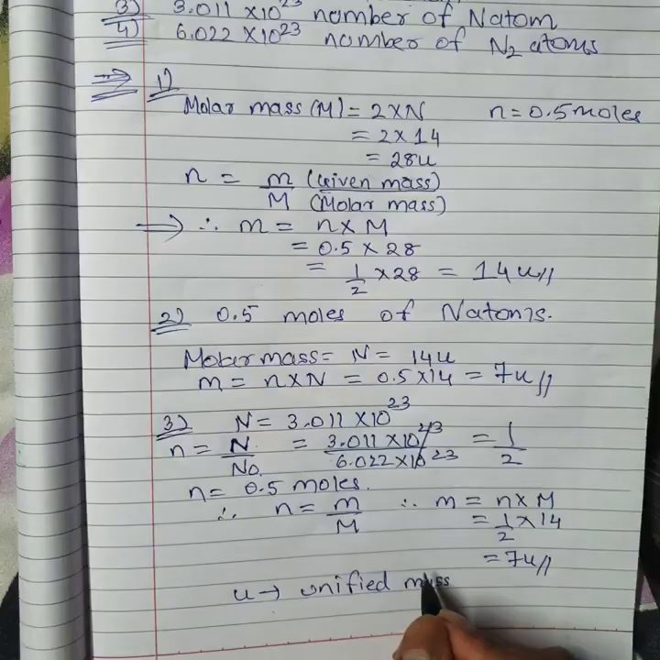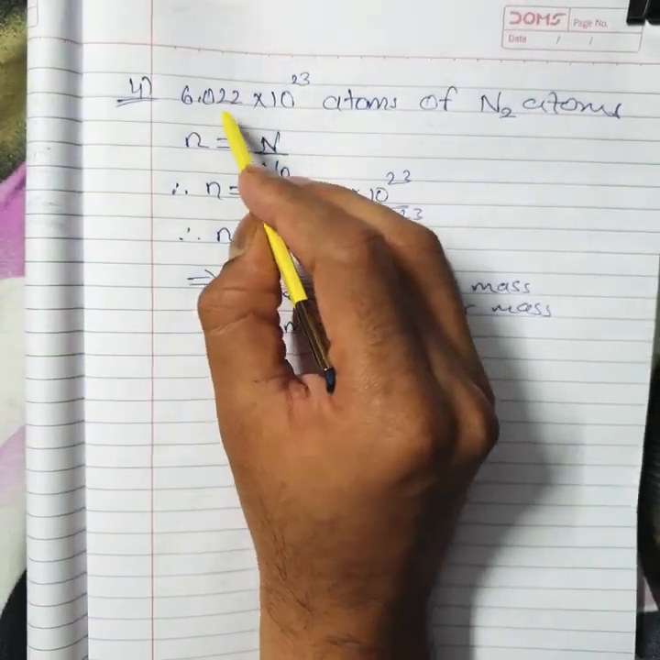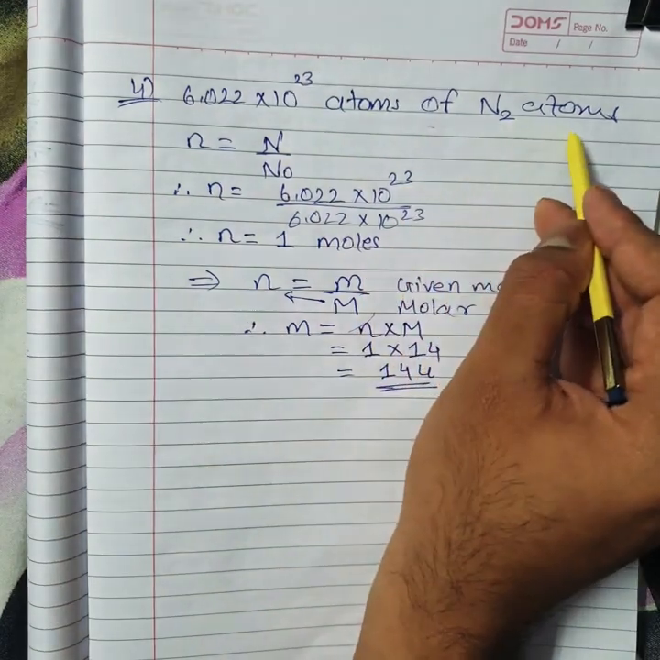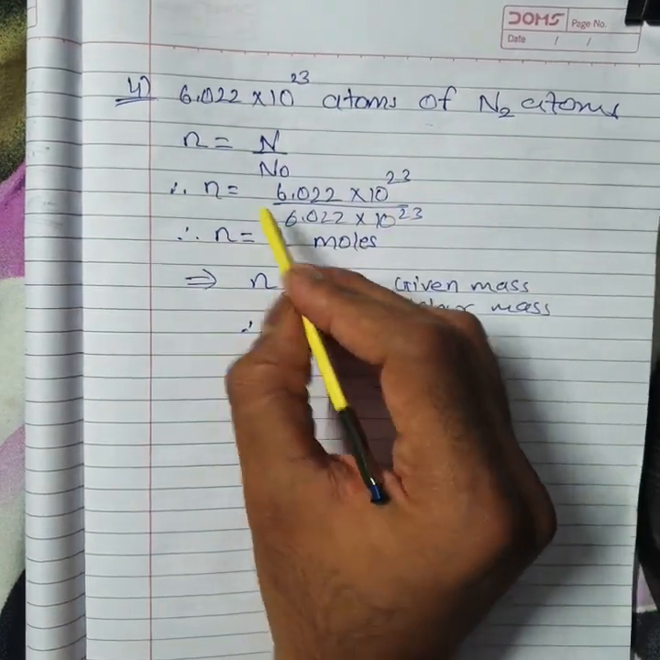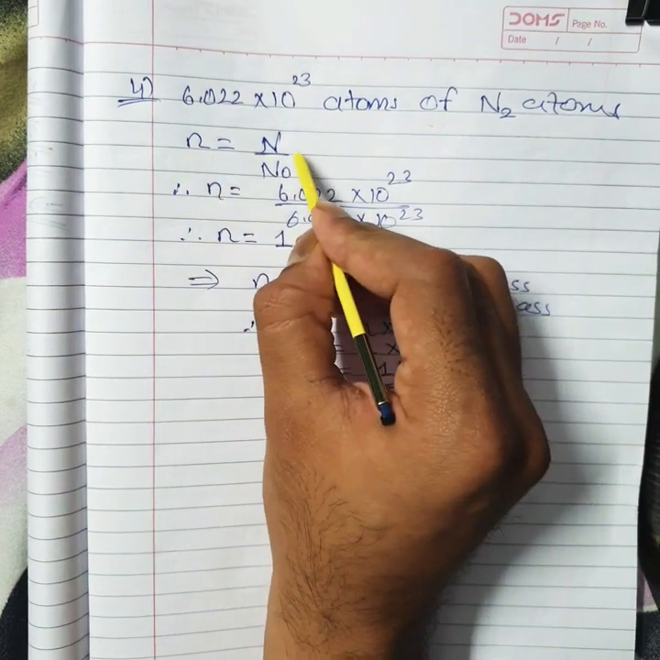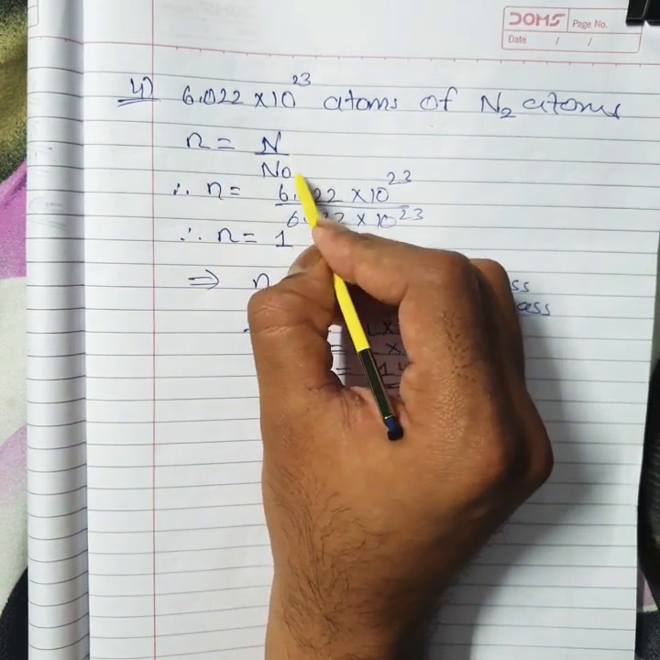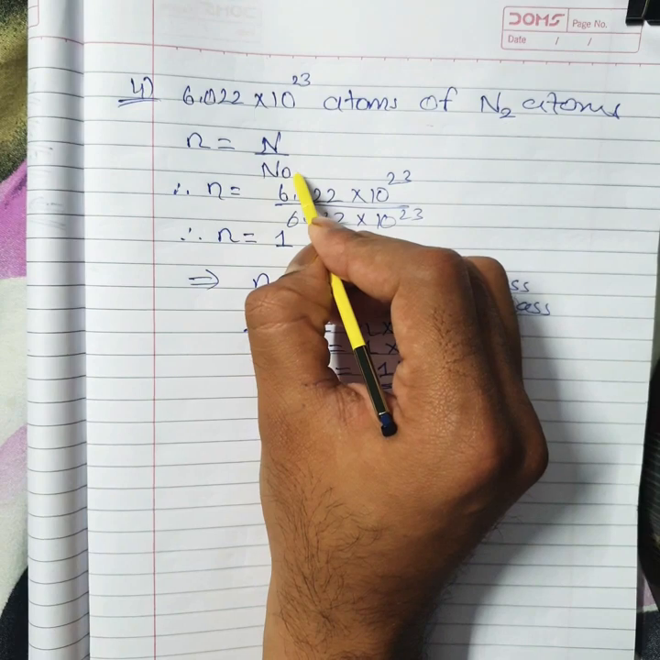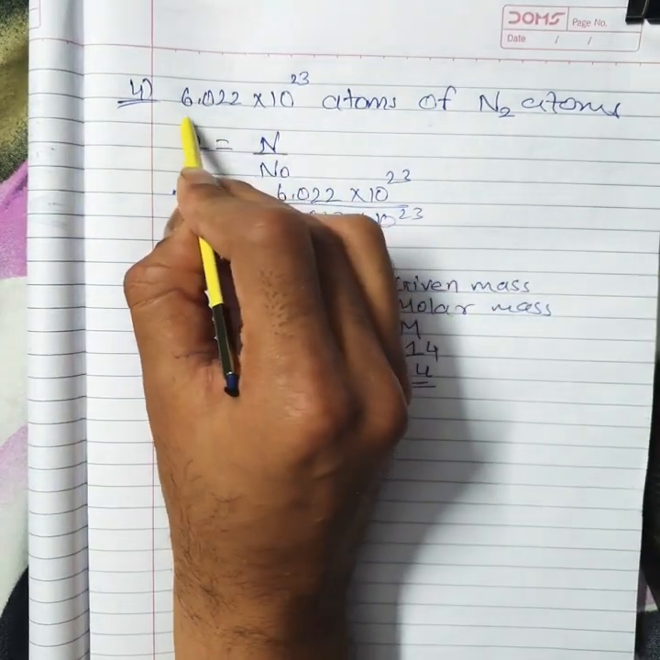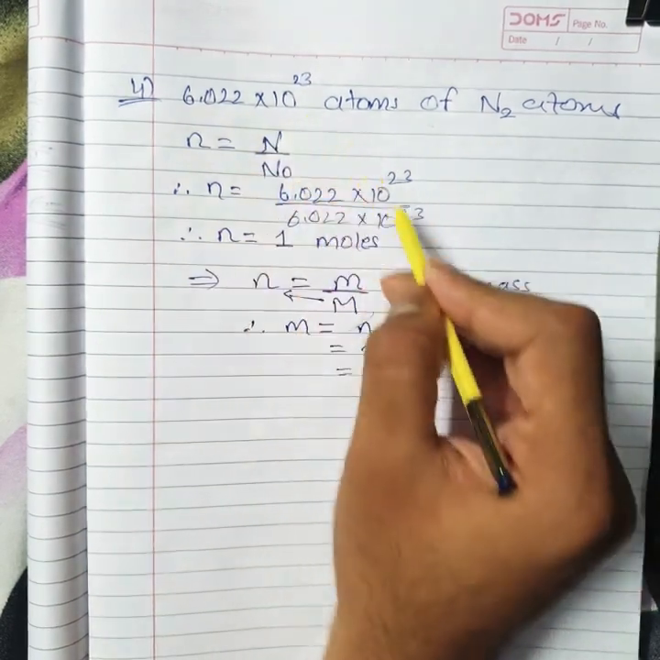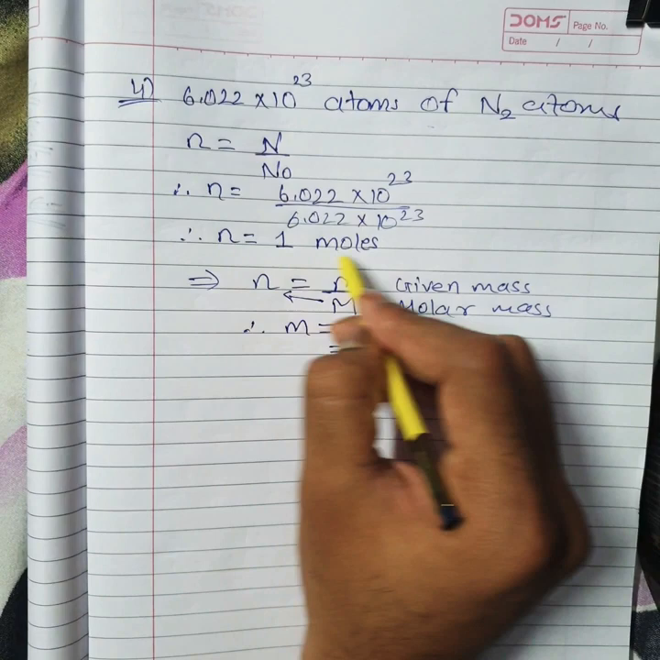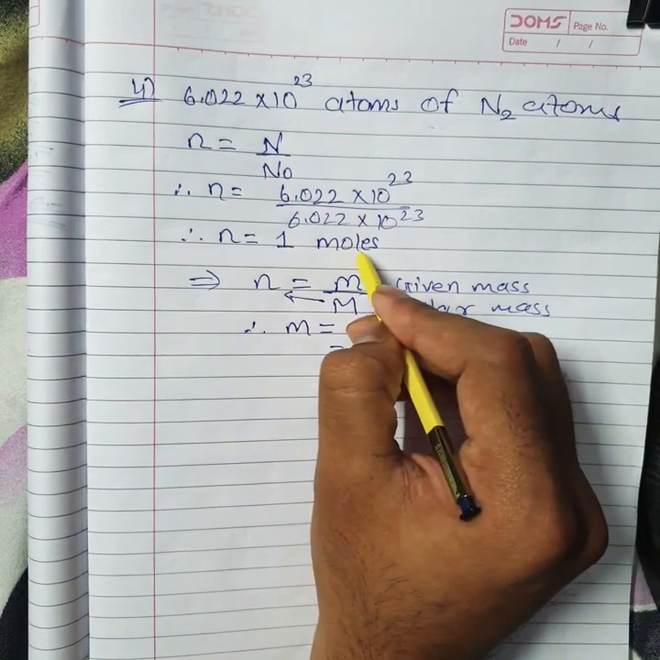Okay, so let's do it. If there are 6.022 into 10 raised to 23 nitrogen atoms, then what will be the given mass? First we will use number of moles equal to N upon N0. N is the given number of particles, N0 is the Avogadro number, right? Here the given number of particles in the question is 6.022 into 10 raised to 23, which is the same as the Avogadro number, so it will cancel out and we will get only 1 mole, right?